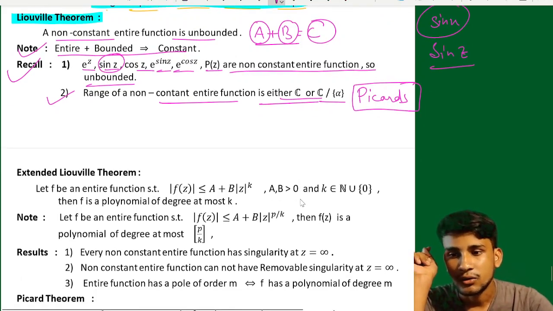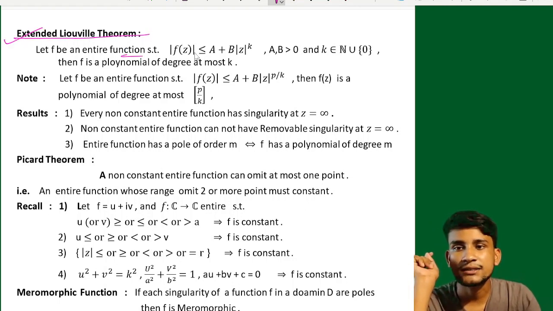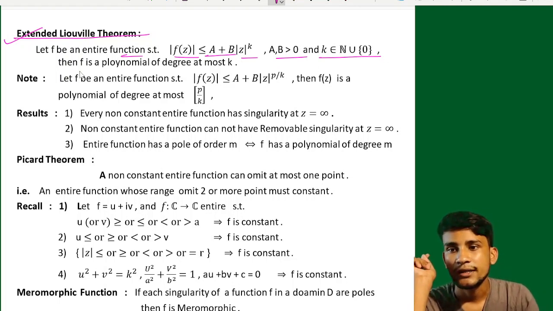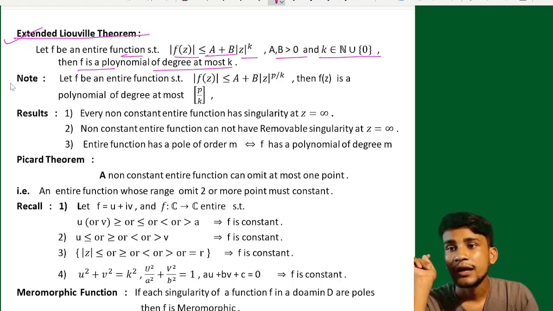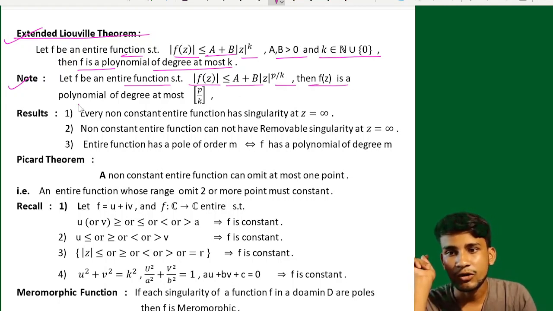Now the extended Liouville theorem, which is also an important theorem. Let f be an entire function such that |f(z)| is less than or equal to a plus b|z|^k, where a, b are greater than 0 and k belongs to N union 0. Then f is a polynomial of degree at most k. Similarly, if |f(z)| is at most a plus b|z|^(p/q), then f(z) is a polynomial of degree at most the floor of p/q.